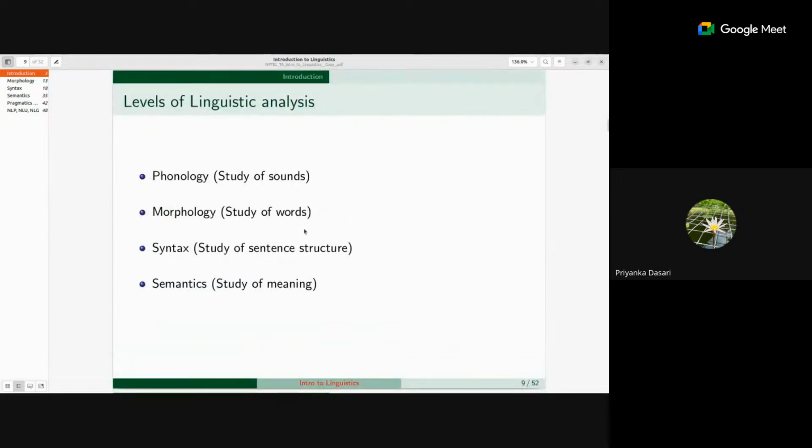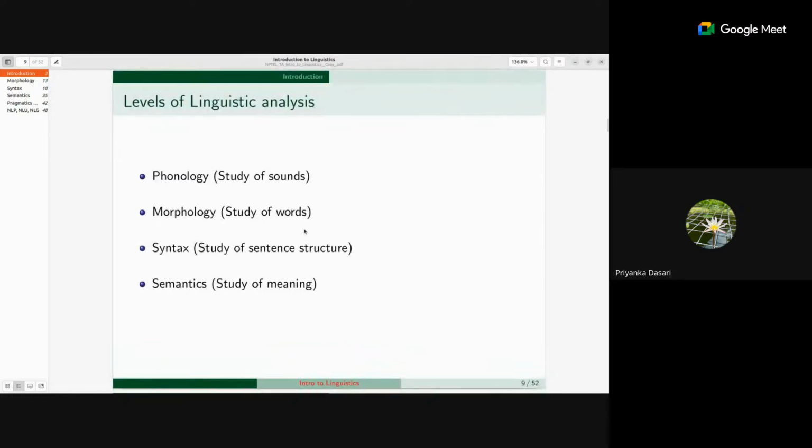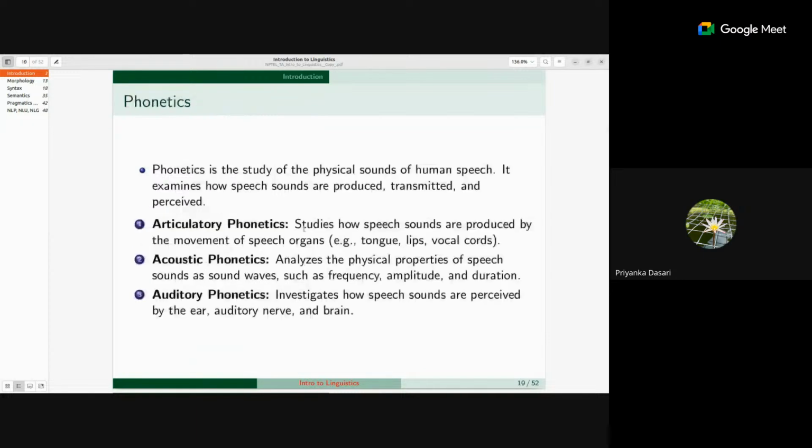So, as I said, levels of linguistic analysis. Phonology, basically phonetics and phonology, deals with the sounds. Morphology deals with the study of words. Syntax is the study of sentence structure. Semantics is the study of meaning. Now we'll go through each and every concept in detail.